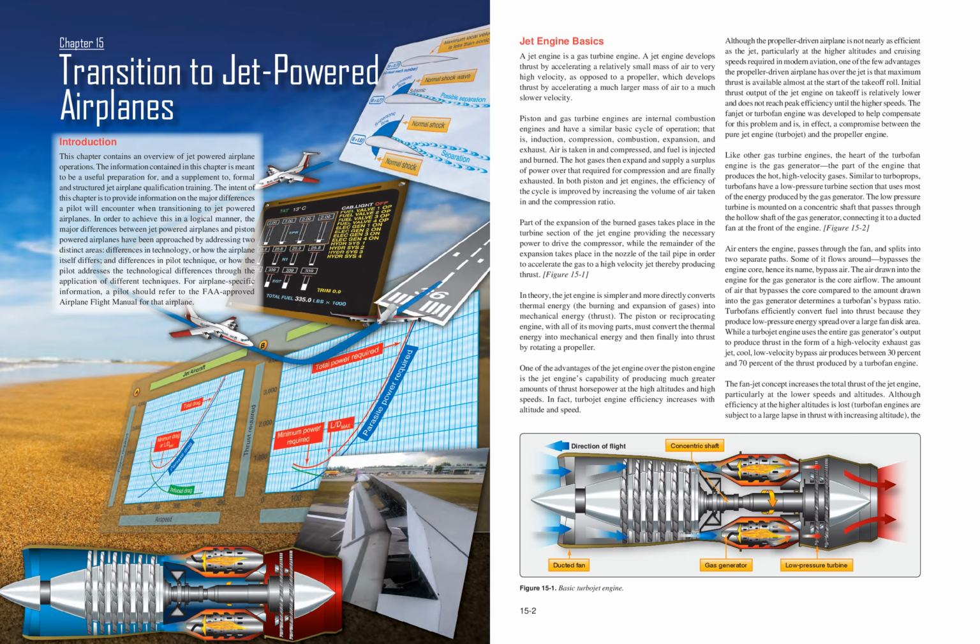The direction of flight. Concentric shaft. Ducted fan. Gas generator. Low-pressure turbine. Figure 15:1. Basic turbojet engine. 15:2.